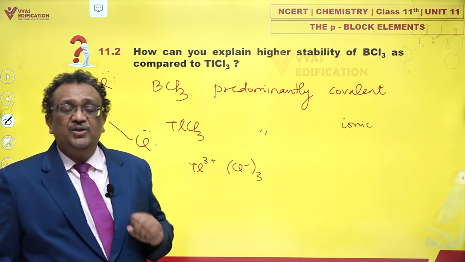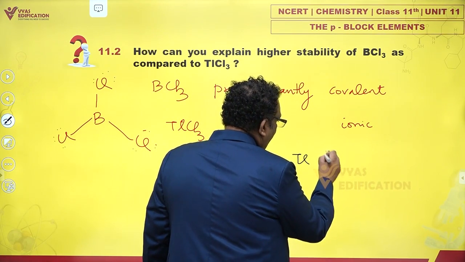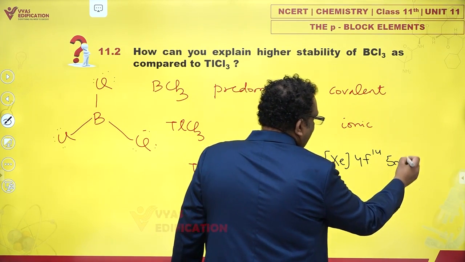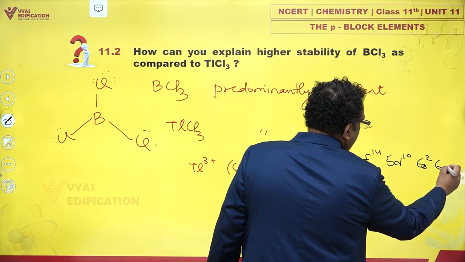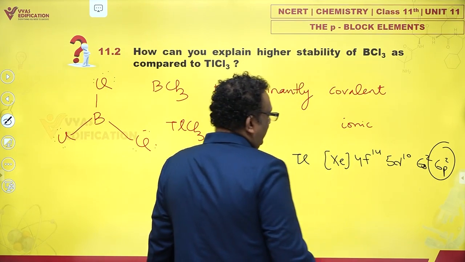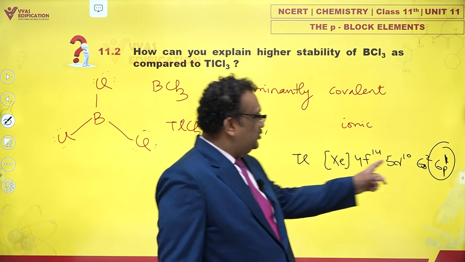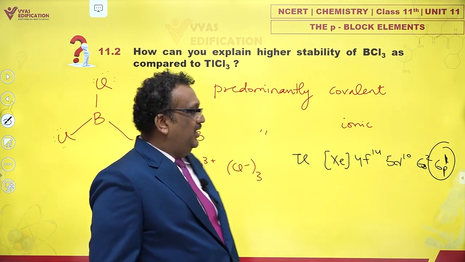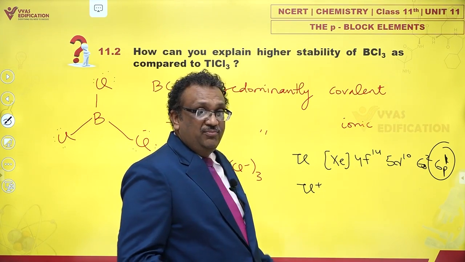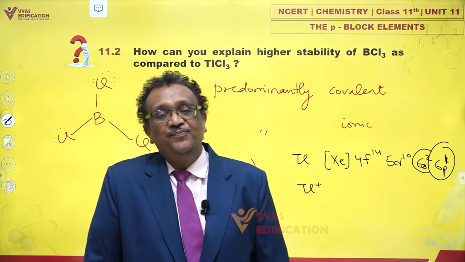Now the problem actually lies with Tl3+ cation. Why? Thallium has electronic configuration xenon 4f14, 5d10, 6s2, 6p1. It is like this, right? Thallium would be 6p1, right? Out of this one electron can be easily lost. If it is lost, I get thallous ions. Very nice. But the moment you want thallium 3+ would mean that 6s2 electrons also have to be lost.